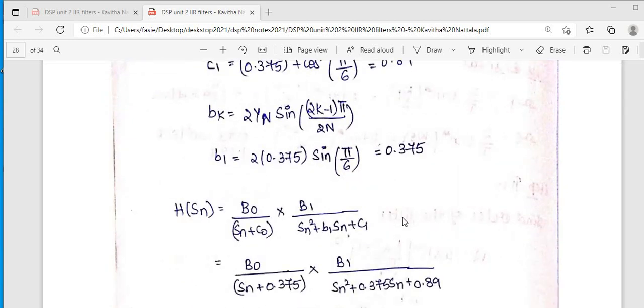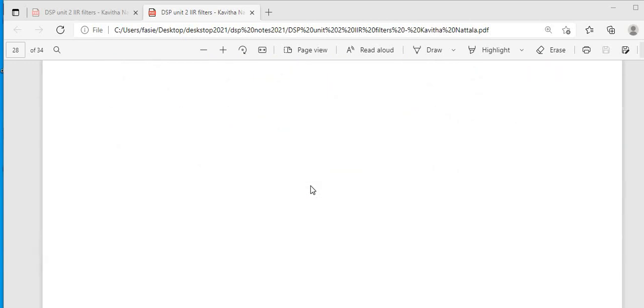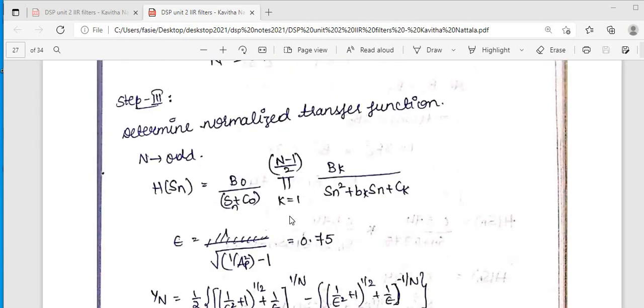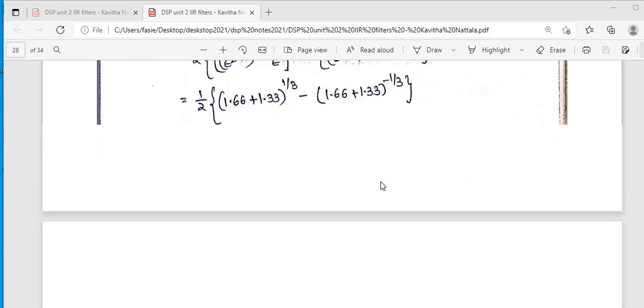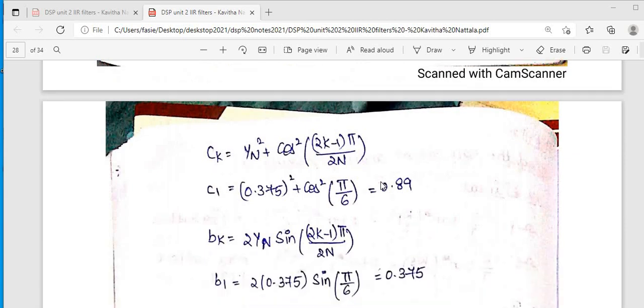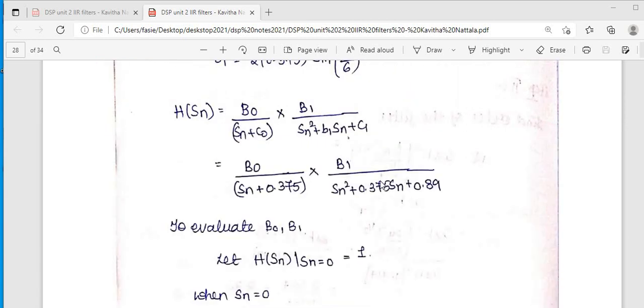Similarly, if you want to find the product of terms, what is the value I am substituting in our given transfer function? K equals 1 to 3 minus 1. 3 minus 1 is 2, 2 by 2 cancel, so only one term. Here we had 1. Wherever K is there, put the 1. That's the reason we substituted in the given formula. And we can write it as B naught by Sn plus C naught, times B1 by Sn square plus B1 Sn plus C1.